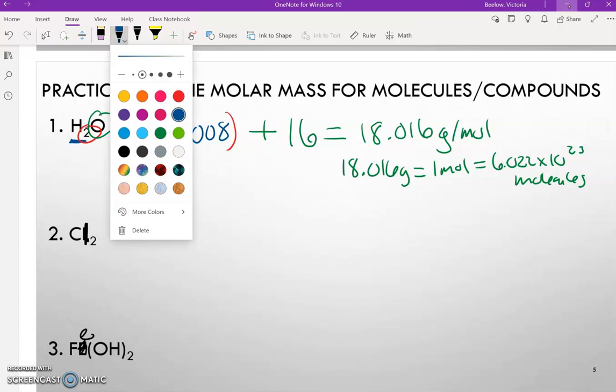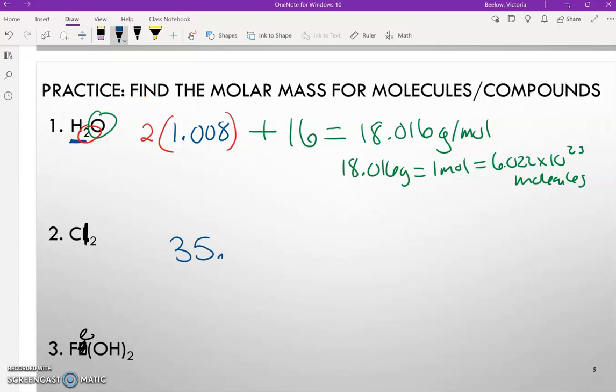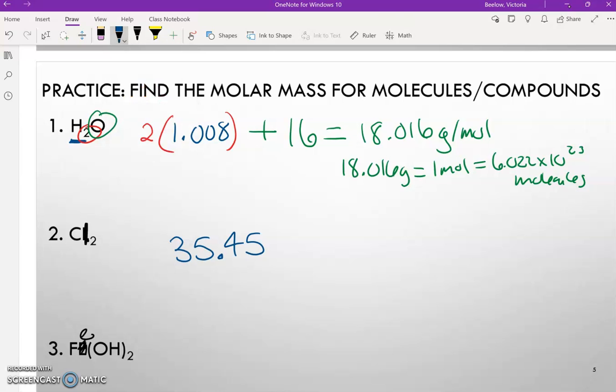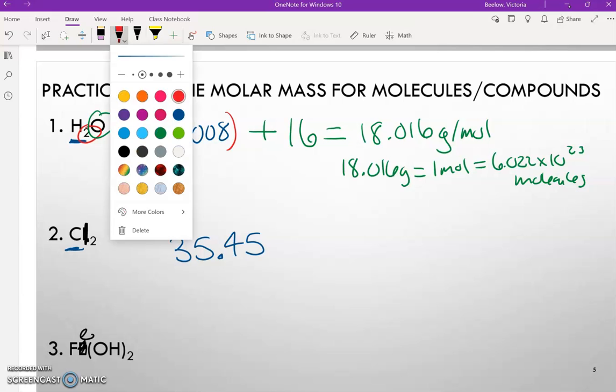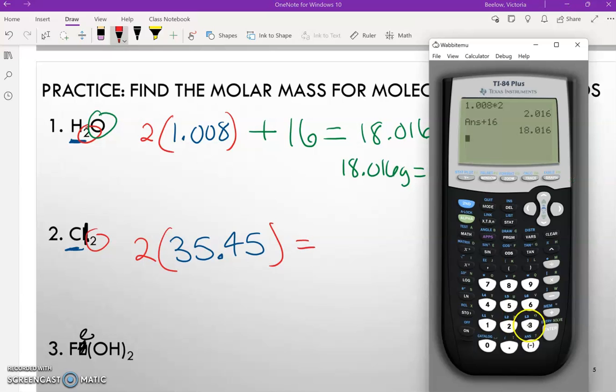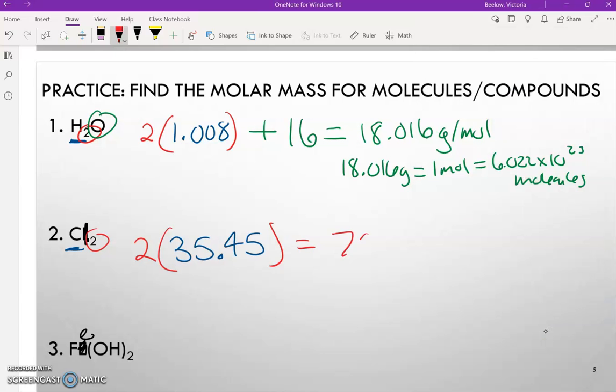So I have 35.45, okay? And again, with just one element here, chlorine, there's a 2 here, so I am going to have to multiply this by 2. 35.45 times 2, 70.9, and again we can say grams per mole for our units.